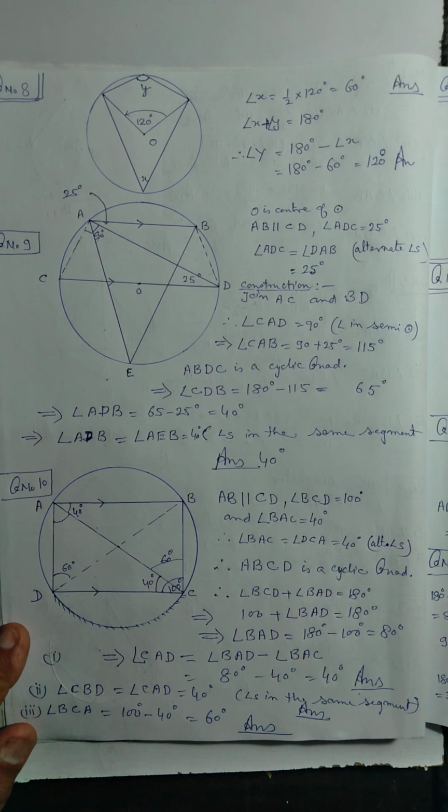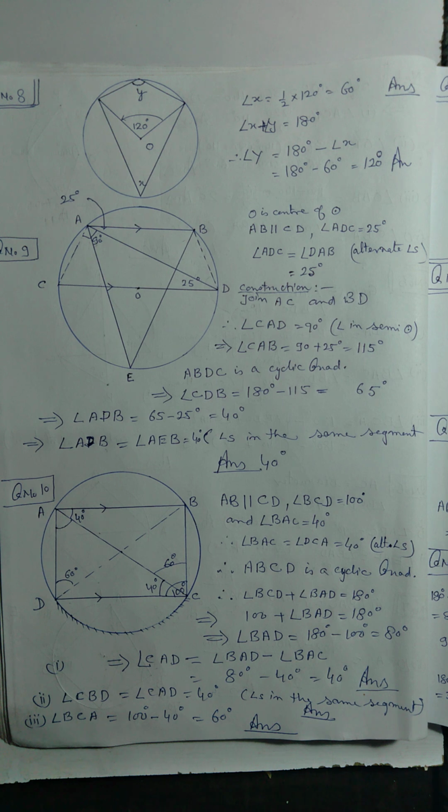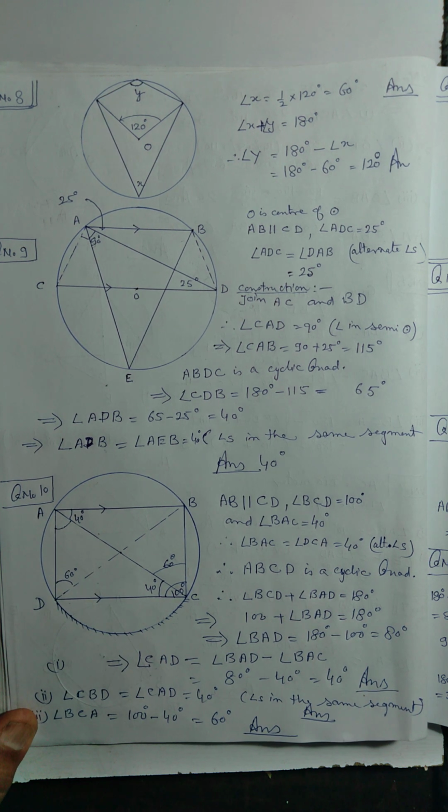Now come to question number 10. In the figure, AB is parallel to CD. If BCD is 100 degree and BAC is 40 degree, calculate CAD, CBD and BCA.